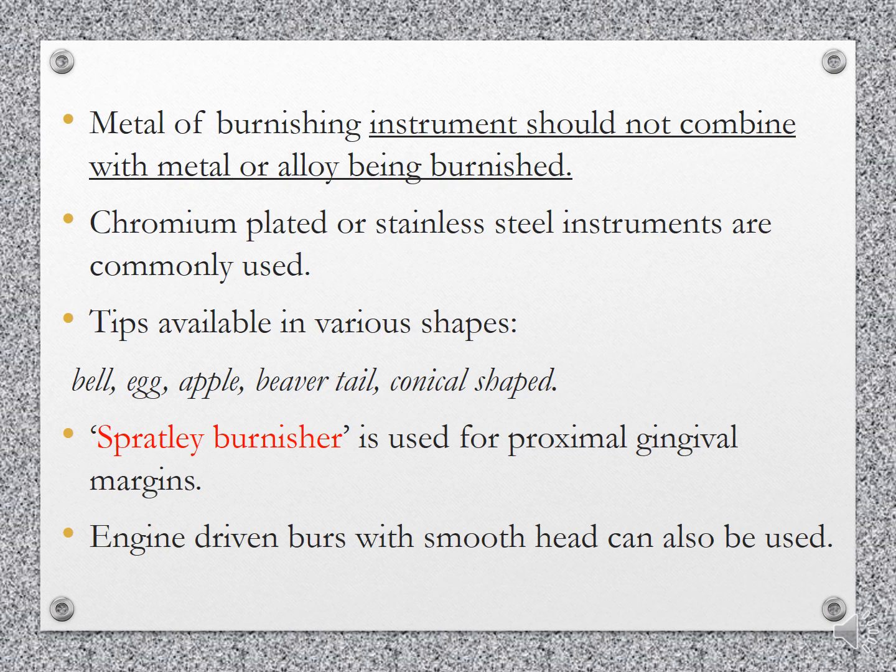Tips are available in various shapes. For example, bell, egg, apple, beaver tail, or conical shape. Ball burnisher is used for proximal gingival margins. Engine-driven burs with smooth head can also be used.